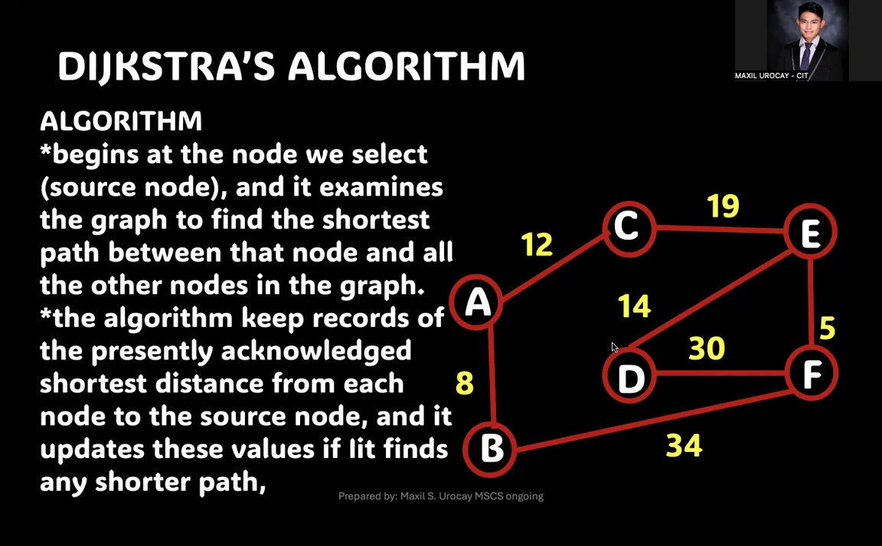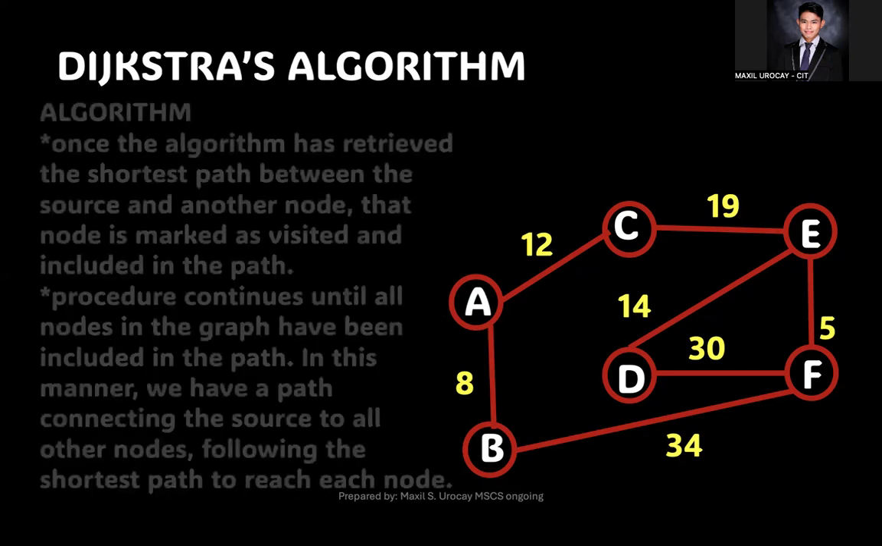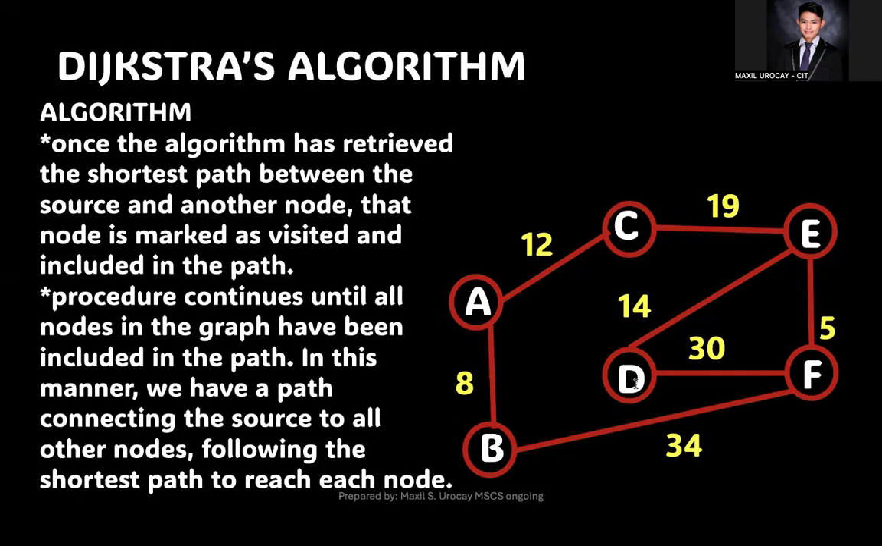Now, the algorithm keeps records of the presently acknowledged shortest distance from each node to the source node, and it updates these values if it finds a shorter path. Next, once the algorithm has retrieved the shortest path between the source and another node, that node is marked as visited and included in the path already. The procedure continues until all nodes in the graph have been included in the path. In this manner, we have a path connecting the source to all other nodes, following the shortest path to reach each node.